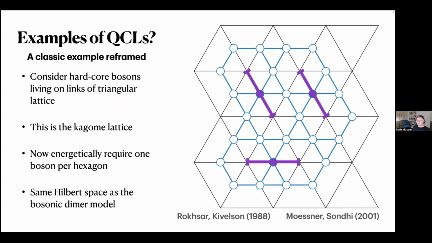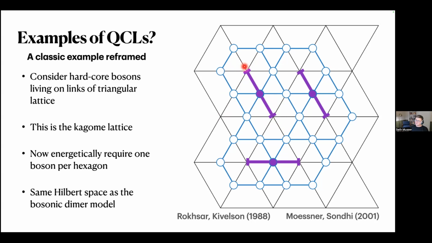And I'm going to energetically, maybe I require it by fiat, maybe I add a large energy penalty, require that each hexagon of this Kagome lattice shares only one boson. So you can see that this hexagon has this boson here, and this hexagon has the same boson. So every hexagon has exactly one boson.